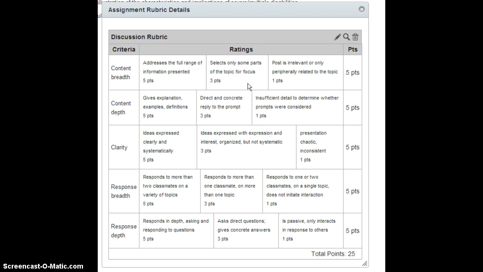If you address some of the parts of the question, then you would get 3. And if what you post is either very shallow or is not on point, then you would get 1 point.